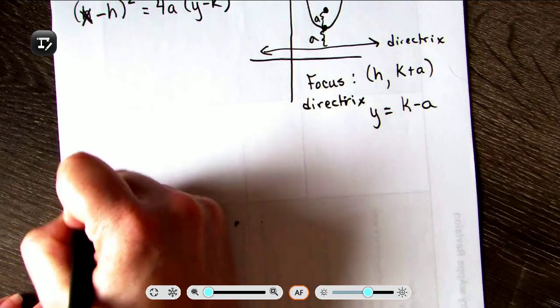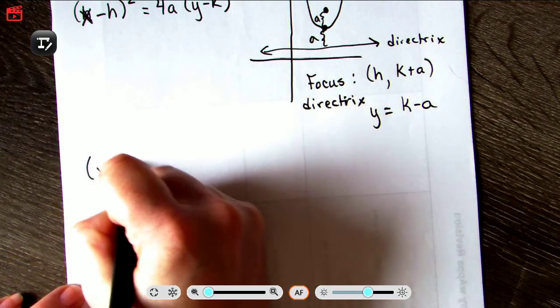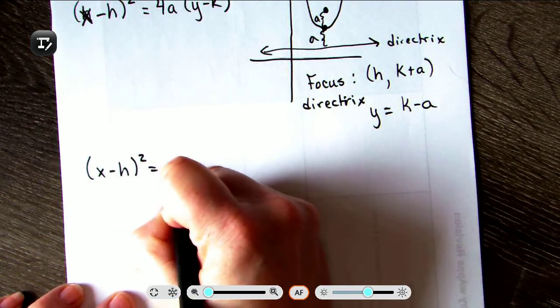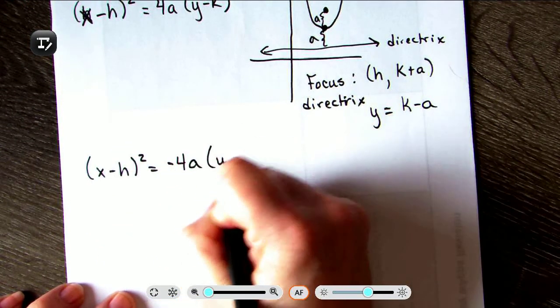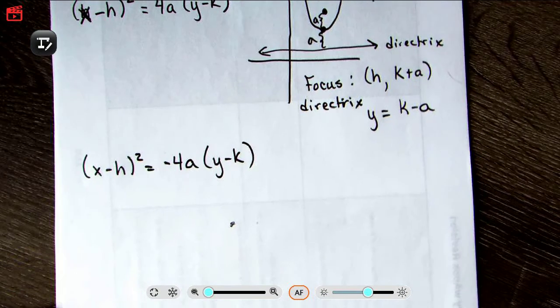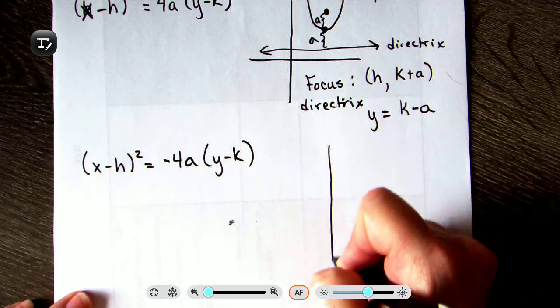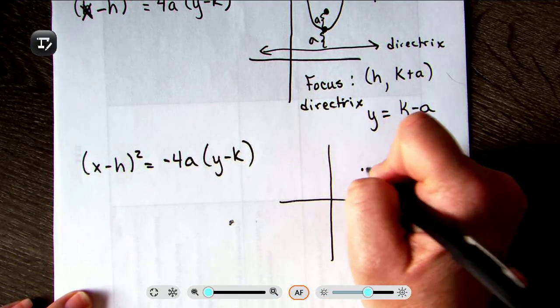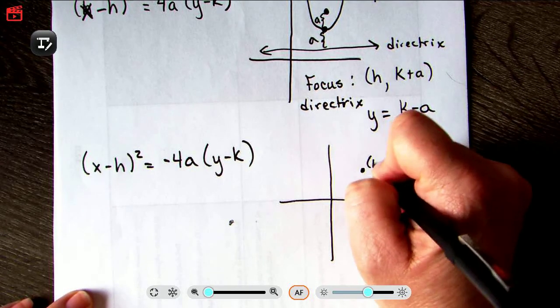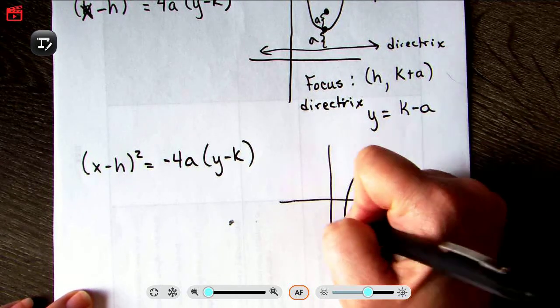One last one to give you. The only difference is we get a negative in here. So this one's going to open downwards. Vertex is still (h, k). Open down.